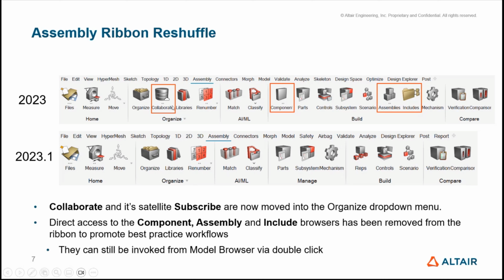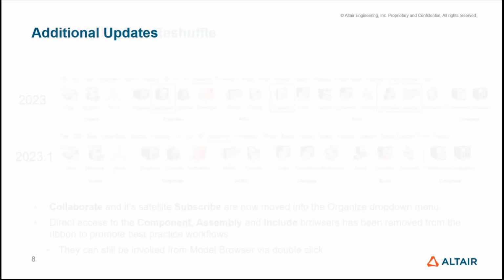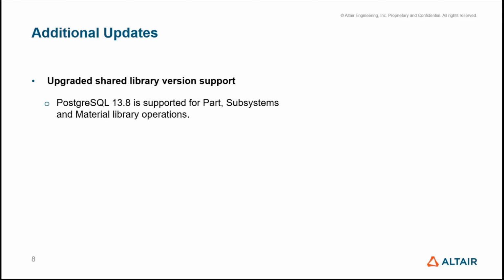collaborate, and also subscribe, which was a satellite icon on collaborate. Then direct access to component assembly and include browser. These three have been removed from the ribbon to promote the best practices workflow. You can still invoke them from the model browser via double click, but they will not be available as an icon. So as a result, we have a very simplified ribbon, which does not have too many icons that don't promote the best practices workflow.